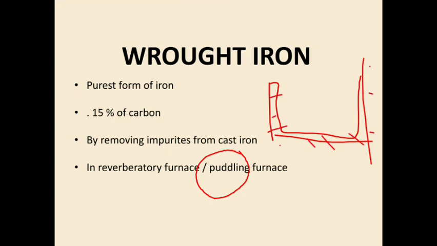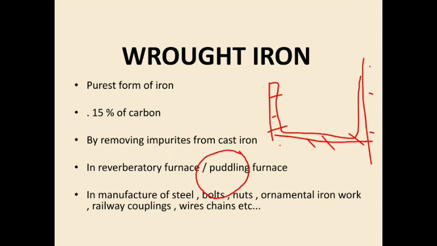Wrought iron is used for the manufacture of steel, bolts, nuts, ornamental ironworks, railway couplings, wires, chains, etc. So we have discussed pig iron, cast iron and wrought iron. So this is the end of the chapter on iron. This was a very short chapter.